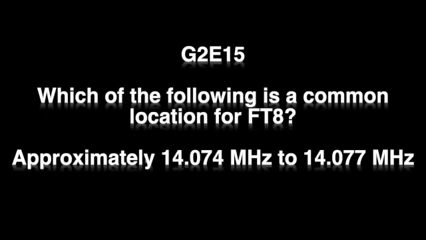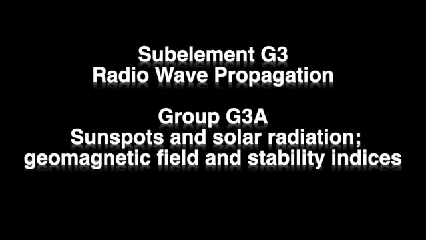G2E15. Which of the following is a common location for FT8? Approximately 14.074 MHz to 14.077 MHz. Subelement G3 radio wave propagation. Group G3A sunspots and solar radiation, geomagnetic field and stability indices.